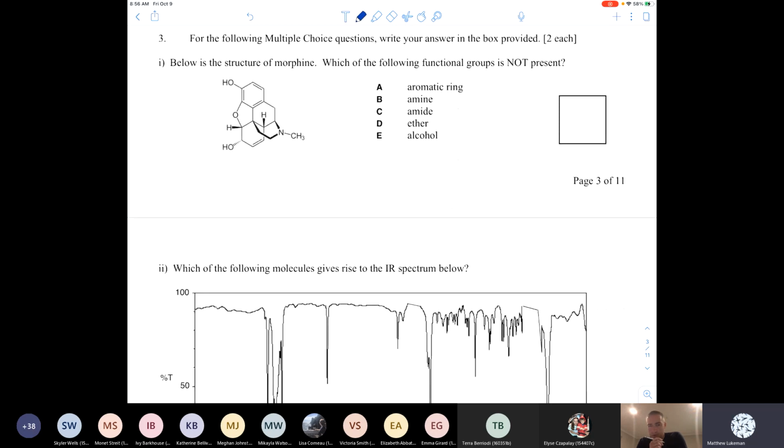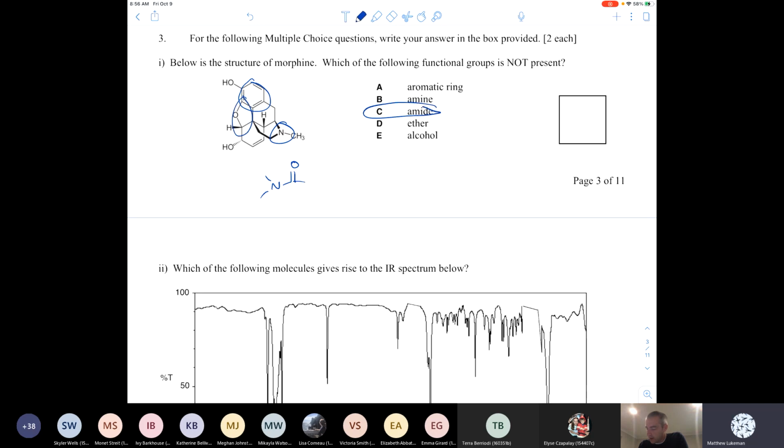Here's the structure of morphine. Morphine's got an interesting structure with this weird kind of ring that you see. Which functional group is not present? So aromatic ring, I can see right here. Amine, I can see right there. Amide is not present. Remember, amide is a nitrogen attached to a carbon with a double bond. So amide is the correct one.